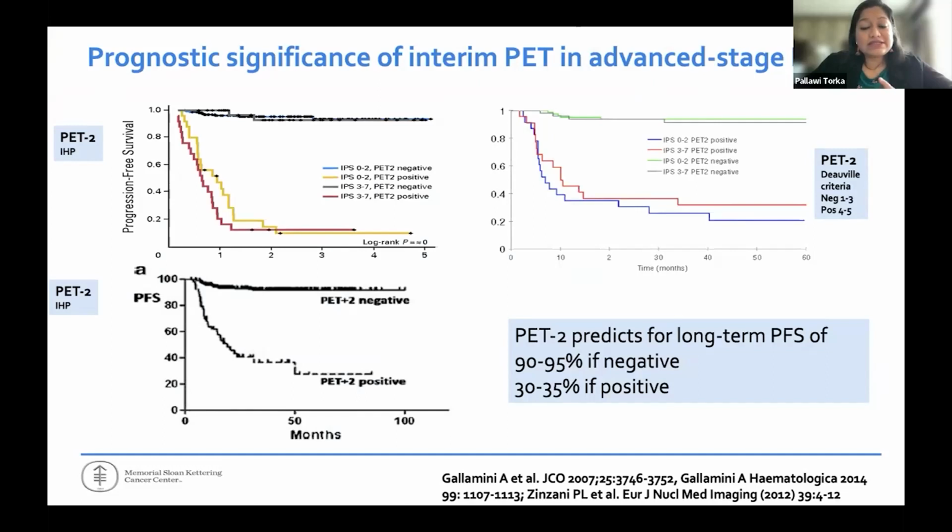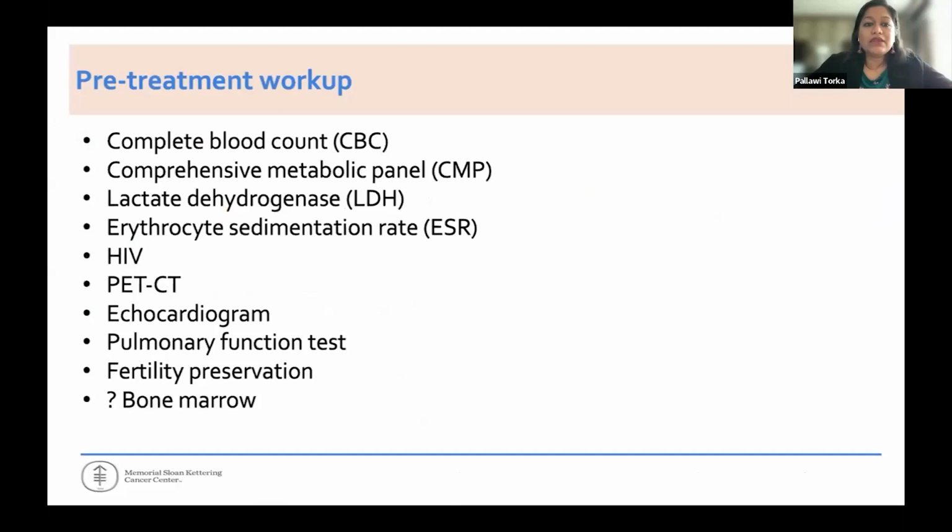there's a 90 to 95% chance of success. And if the PET scan is positive after 2 cycles, this is historic data where the chance of success was only 30 to 35%. We have improved compared to that, but it's still very important. And patients who have a positive PET after 2 cycles do fare worse than those with a negative PET scan.